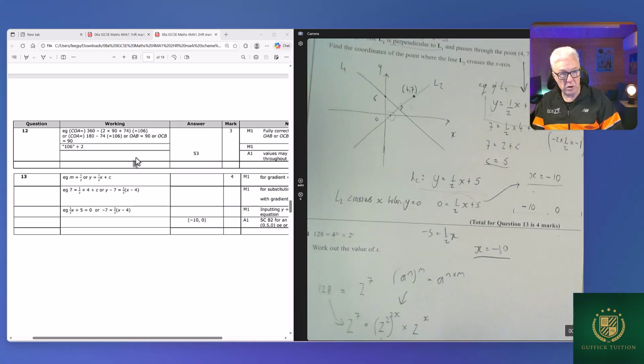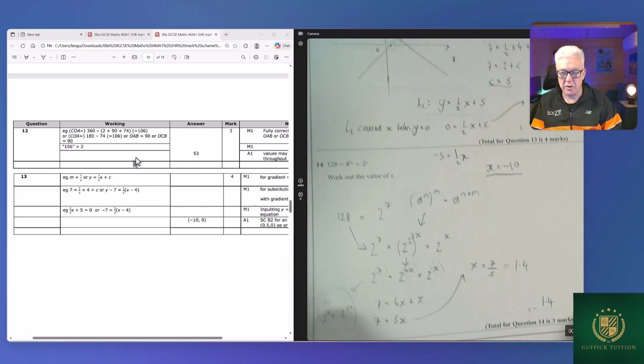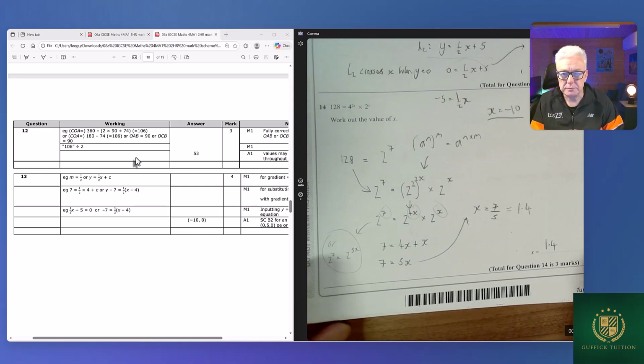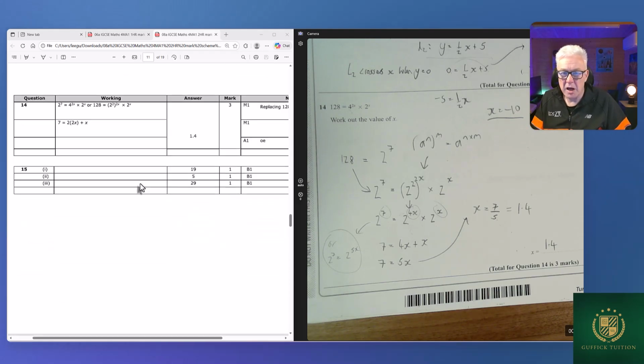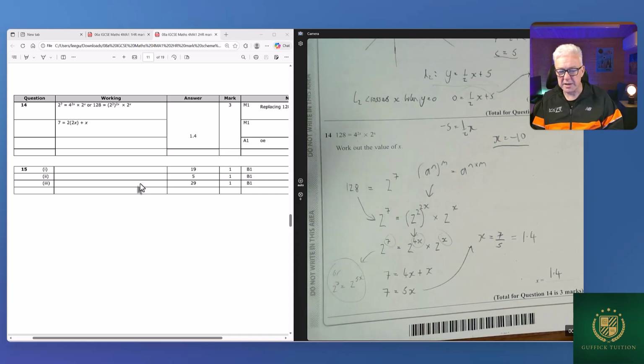I think we'll do one more question on this video. Let's have a look at question 14 as well. Right, let's move so that you can see the answers for this one as well. 128 is equal to 4 to the power of 2x times 2 to the x, work out the value of x. Well, 128, that's hopefully a number that's sort of familiar. That's going to be one of those powers of 2. So let's think about that.